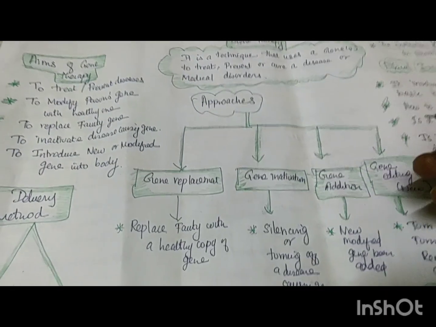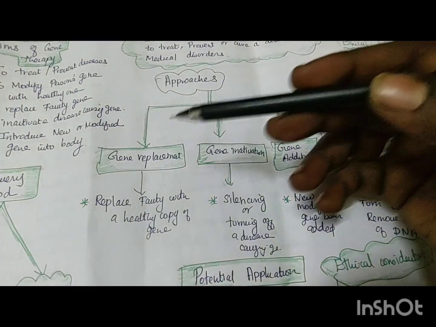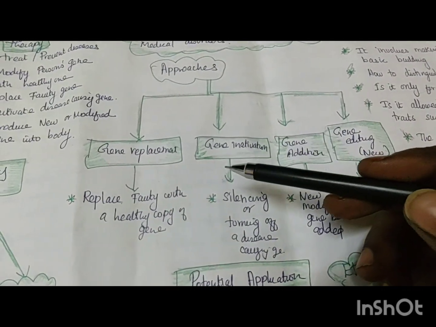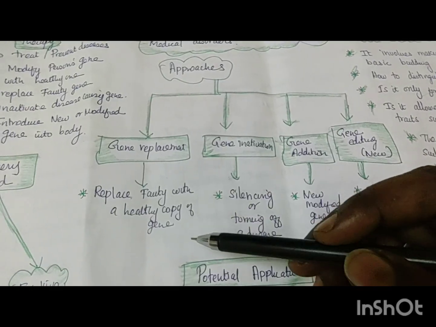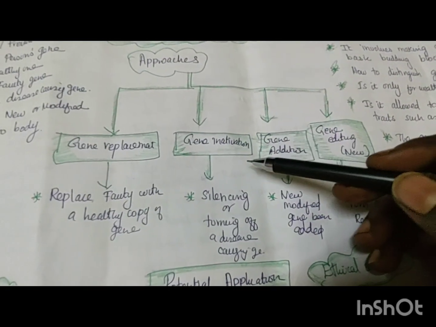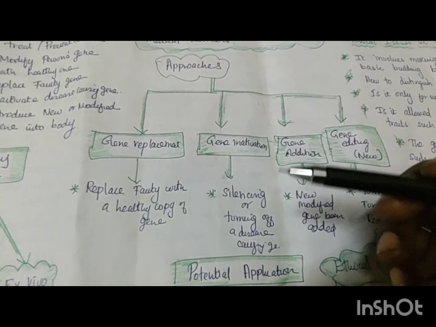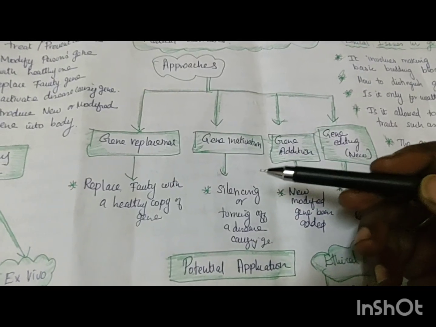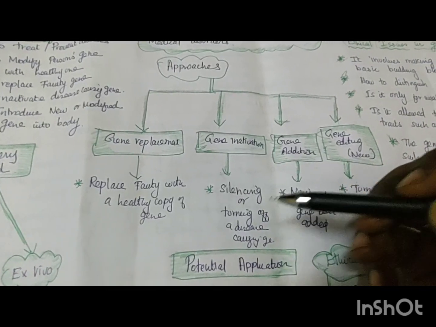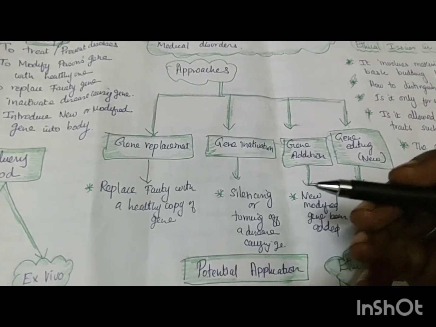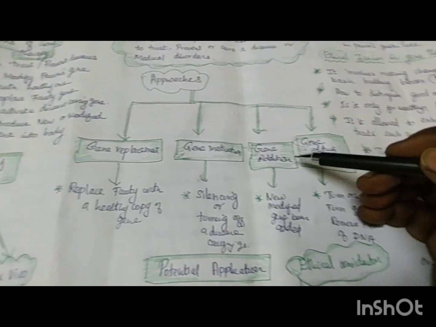Is there anyone breaking the rules? Let us see. Next will be the approaches. As we have seen in the aims, the approaches are also gene replacement. What is replacement? It totally replaces the faulty gene with the healthy one. Gene inactivation, that is silencing a gene that is very much active. This is the one causing disease, disorder or cancer, so we make it silent, so the protein will not be activated or the abnormal cells will not be produced. Next is gene addition.